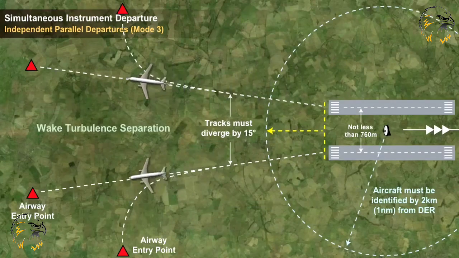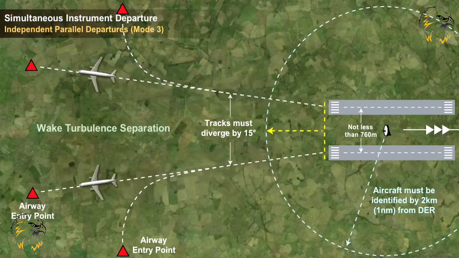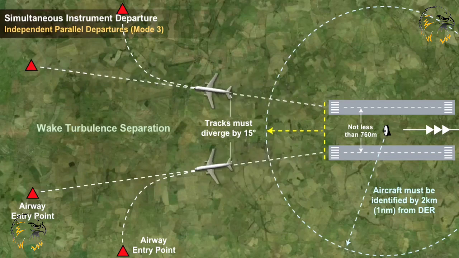The second is the simultaneous instrument departure, which has one mode of operation, Mode 3. This is when independent parallel departures take place for aeroplanes simultaneously departing in the same direction from parallel runways.